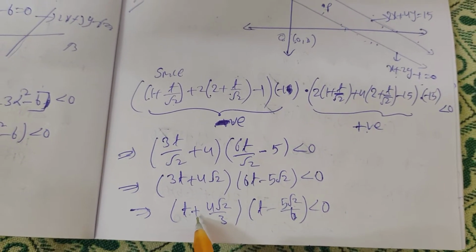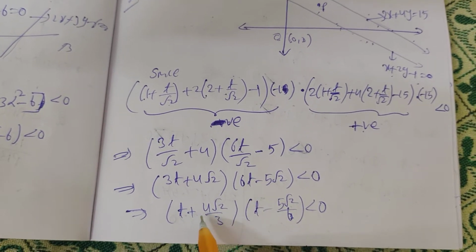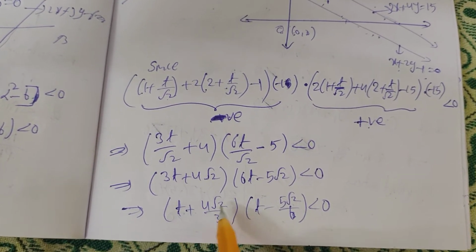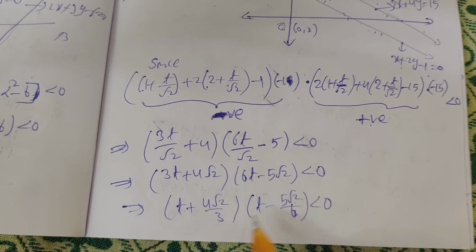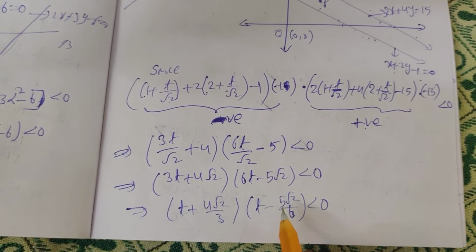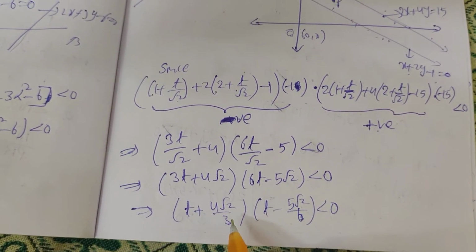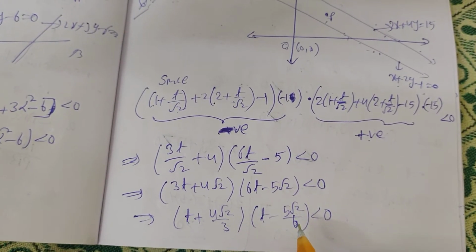So now after the minus, you want to take the number. Minus means we have to write t minus of minus 4 root 2 by 3. Here already minus is there. So one number is minus 4 root 2 by 3. Another number is 5 root 2 by 6. Here minus 4 root 2 by 3 is the small number, and 5 root 2 by 6 is the big number.